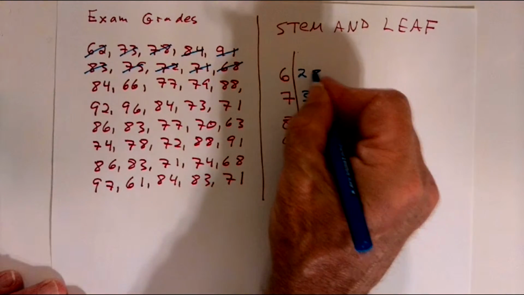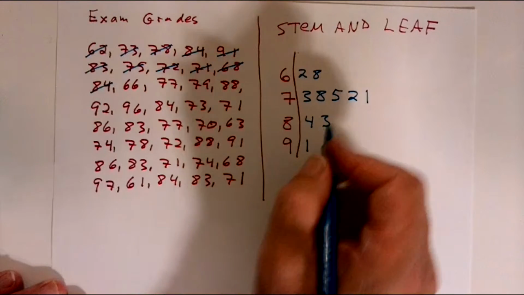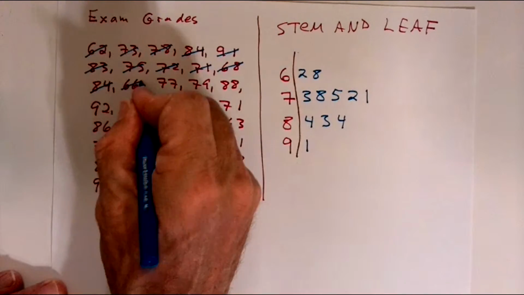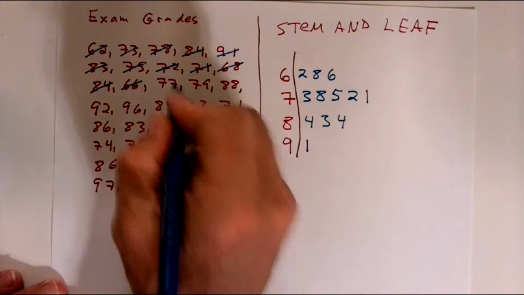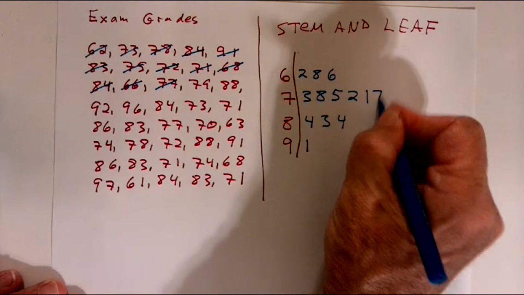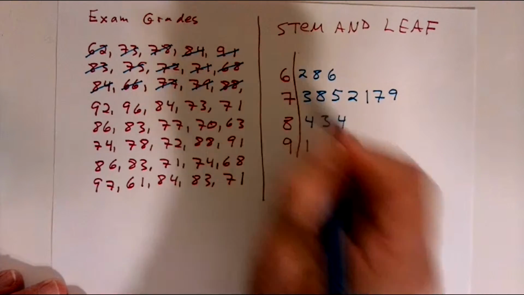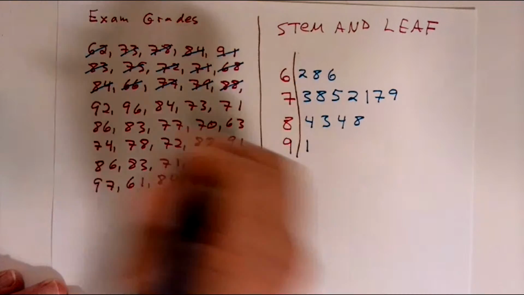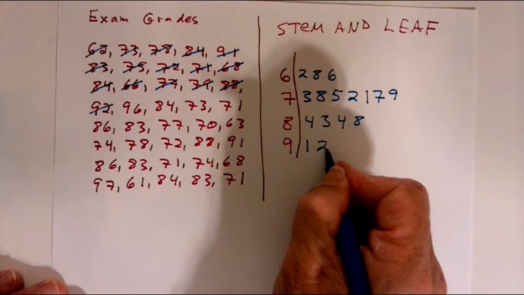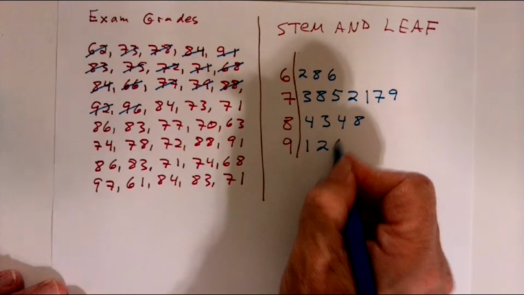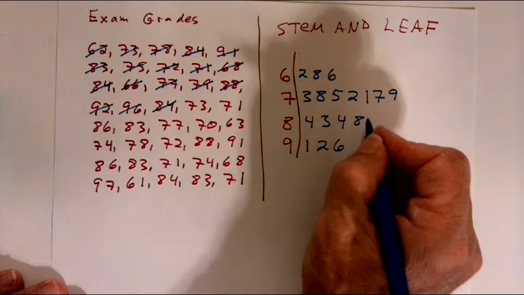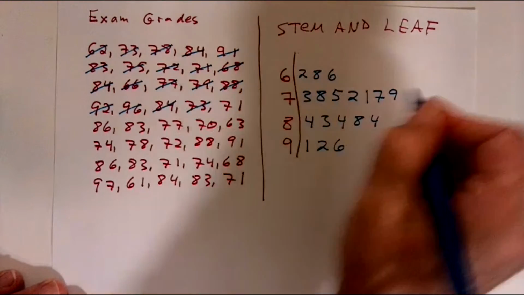68, 6 followed by 8. 84, 8 followed by 4. 66, 6 followed by 6. 77, 7 followed by 7. 79, 7 followed by 9. 88, 8 followed by 8. 92, 9 followed by 2. 96, 9 followed by 6. 84, 8 followed by 4.